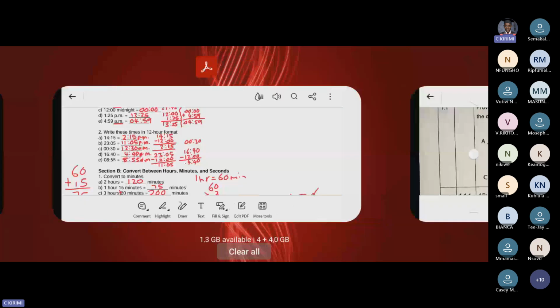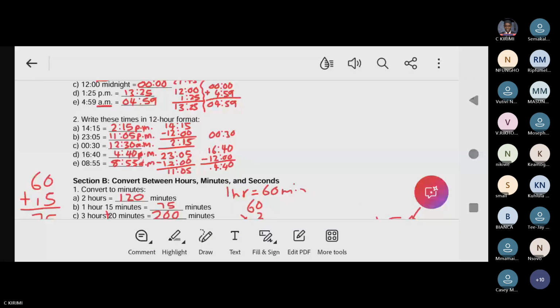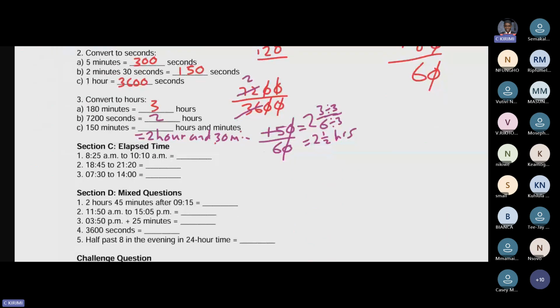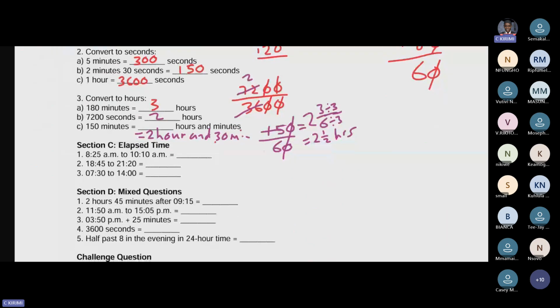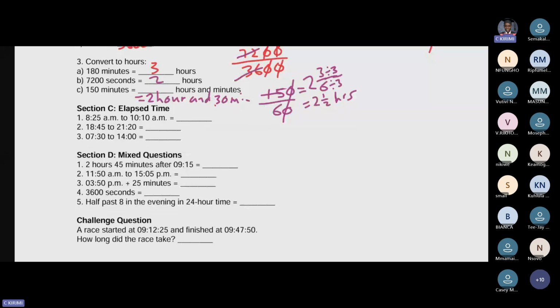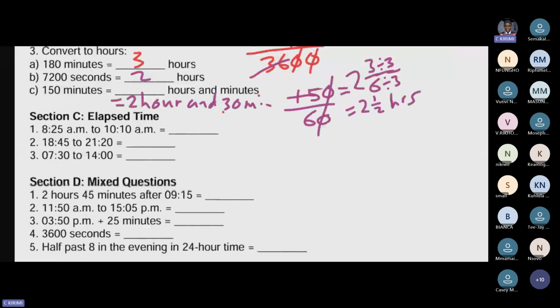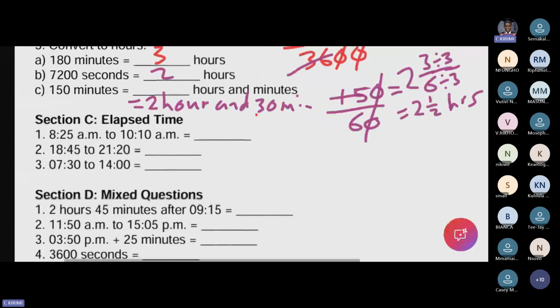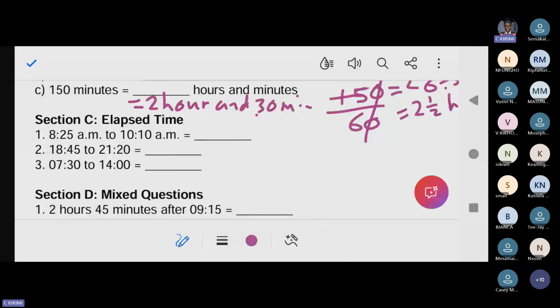So for time, grade 5 and grade 6. We are going to attempt question C, where we ended yesterday, which is section C, number 1. So the time which has elapsed, which means we are talking from 8:25. From 8:25, which means it's in the morning, it has passed midnight by 8 hours, 25 minutes. That's why it's 8 a.m. to 10 past 10 in the morning.